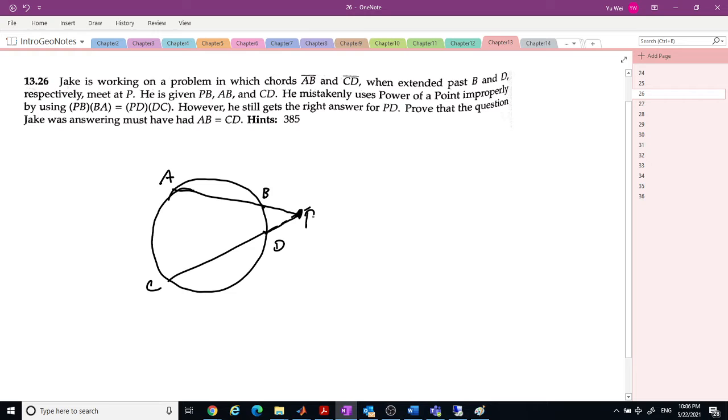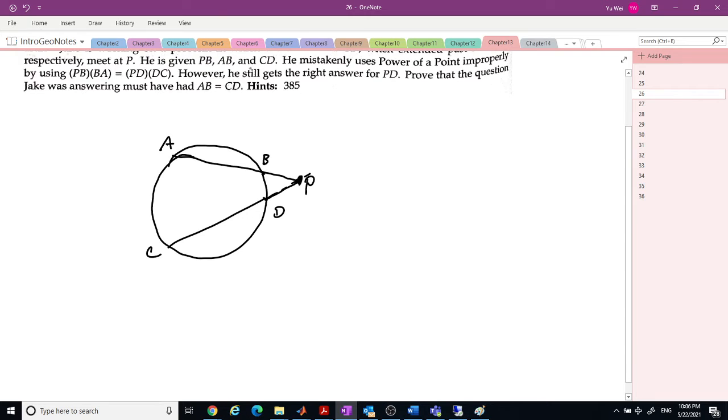Lines AB and CD meet at the point P. So he is given PB, AB, and CD, and he used the power of a point improperly. We are supposed to use PB times PA equal to... this is what it should be.